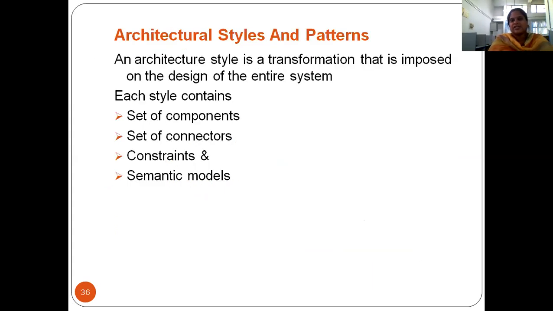Now, architectural styles and patterns. An architectural style is a transformation that is imposed on the design of the entire system. In order to design the entire system, we will use this architecture style. Each style contains components, connectors, constraints, and semantic models. That is, the different components you are using, the connectors used to connect the components, the constraints you are using, and the various semantic models you are using in order to build an architecture style.